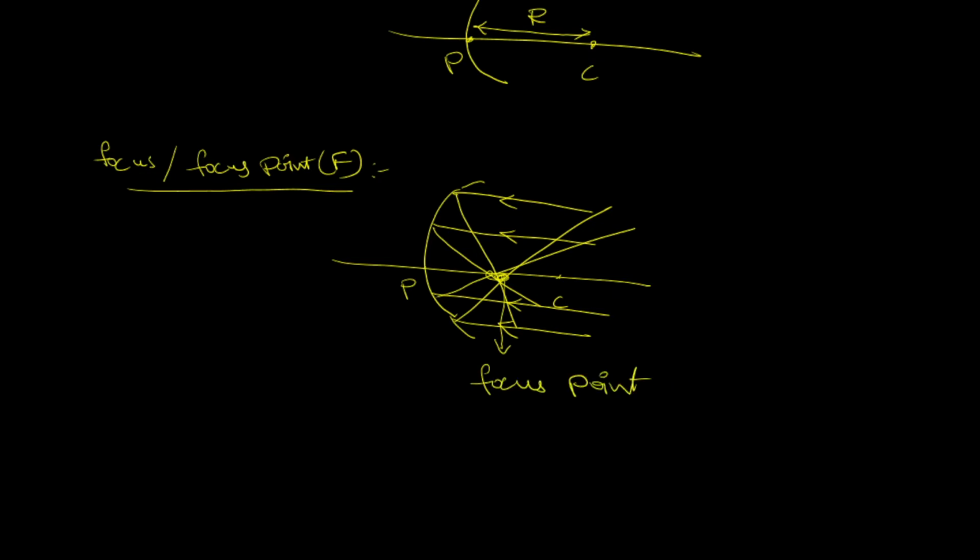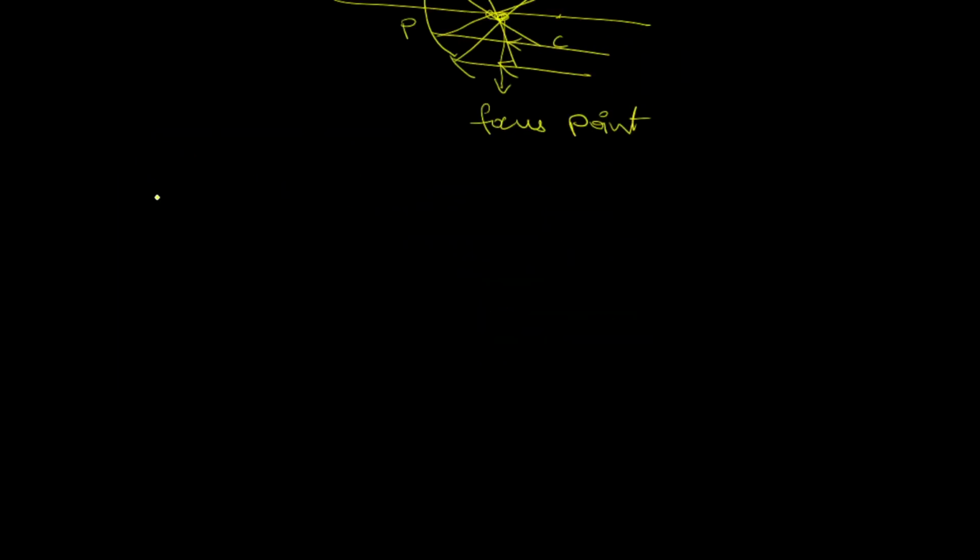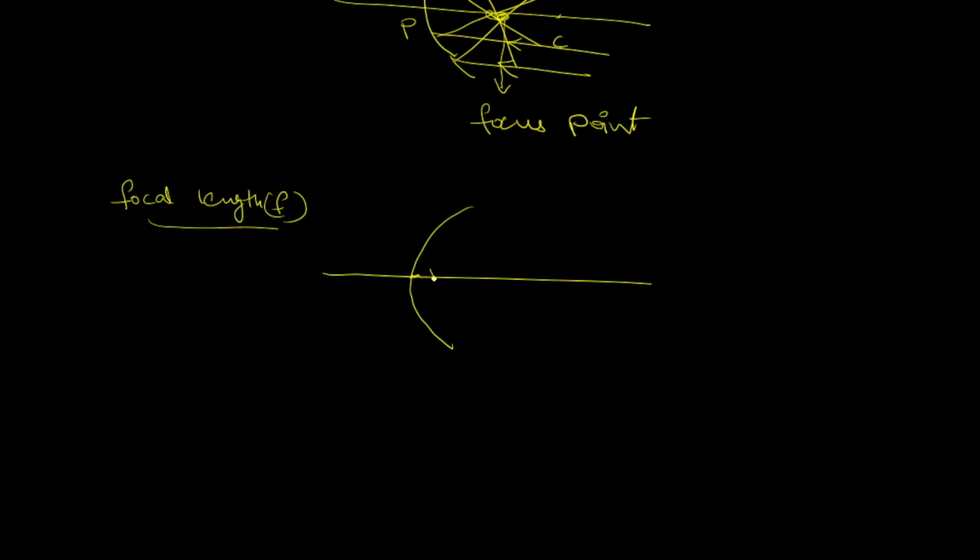Coming to focal length. It is denoted with small f. For a concave mirror, this is the pole, this is the center of curvature, and this is the principal axis. If this is the focus point, the distance between the pole and the focus point is known as the focal length, which is denoted with small f. And you have to remember one thing: the radius of curvature will always be twice the focal length. This is the terminology related to spherical mirrors.